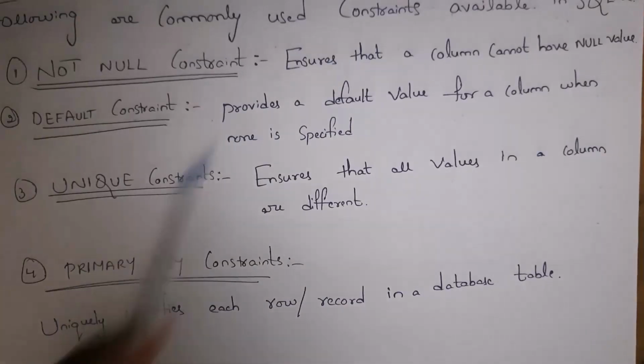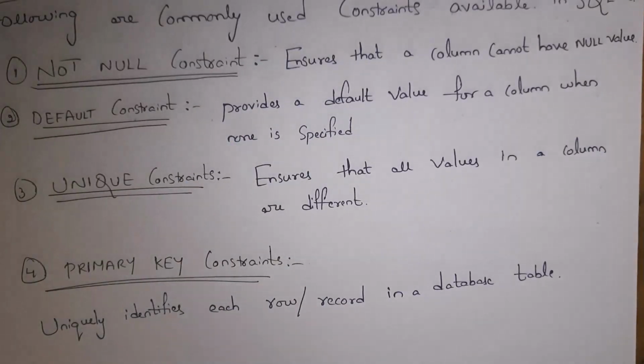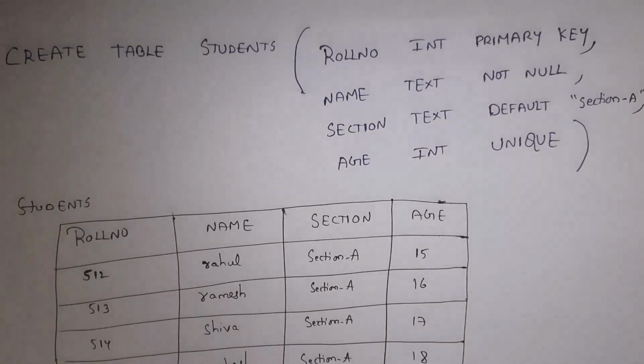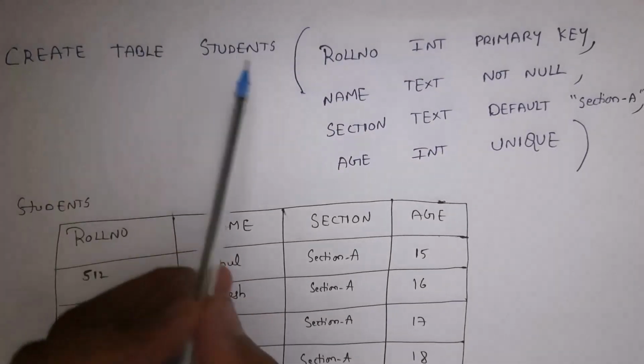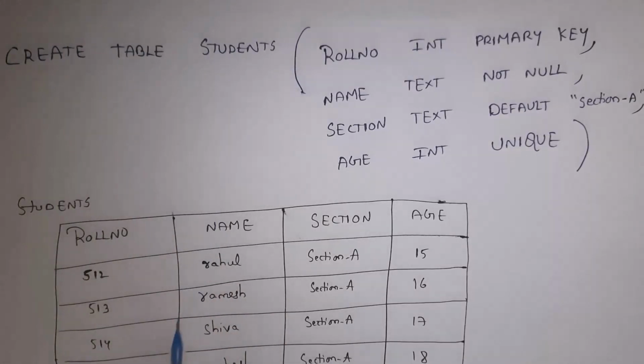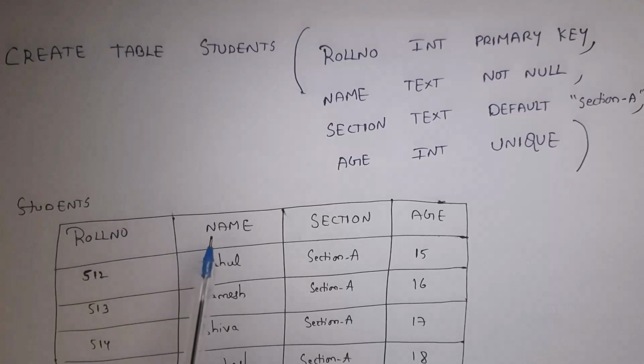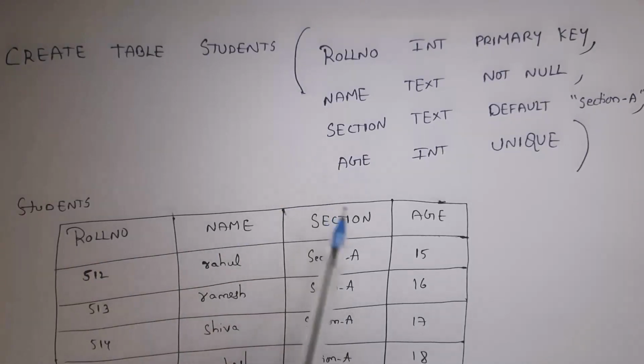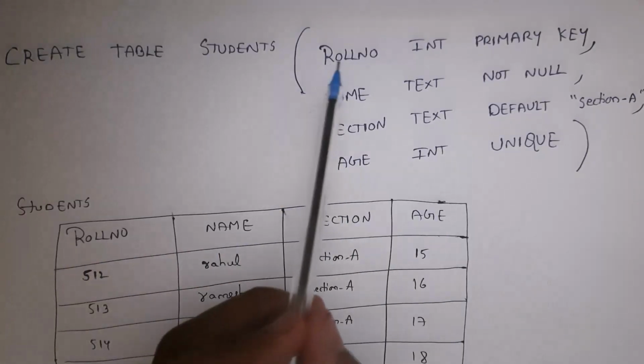Guys, I will explain all these constraints by giving a single example. For example, I want to create a students table. So just write here create table students. Inside the students table, I want to create 4 columns. One column name is roll number, next column name is name, next column name is section and next column name is age.